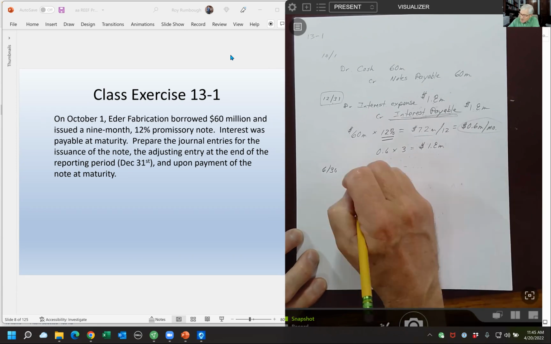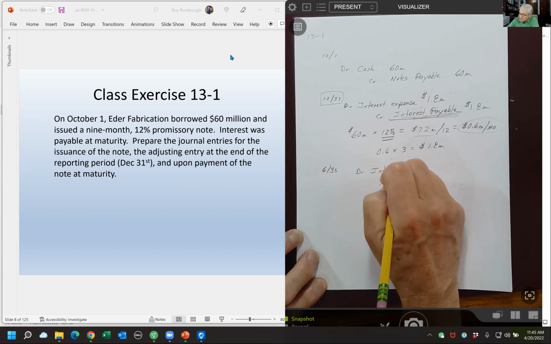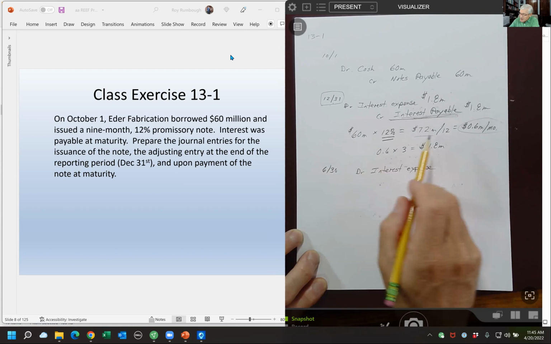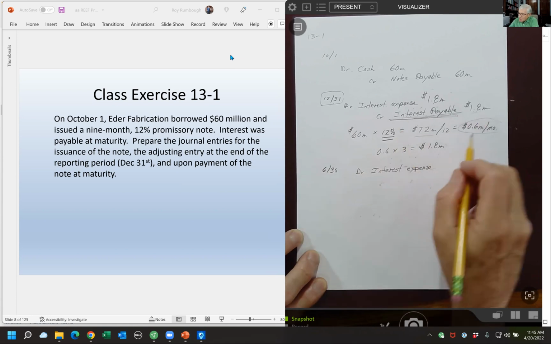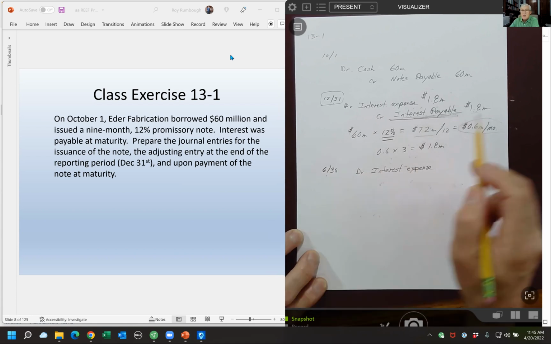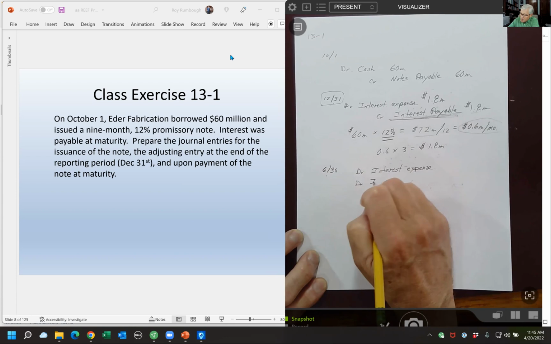Now, this next entry, we're going to, again, have 6 months of interest. So we're going to have interest expense for the 6 months. And we're going to pay this. So this interest payable, that was a credit to the interest payable account. Well, now we're going to pay that off at June 30th. We're going to pay that interest so we can get rid of that interest payable amount.